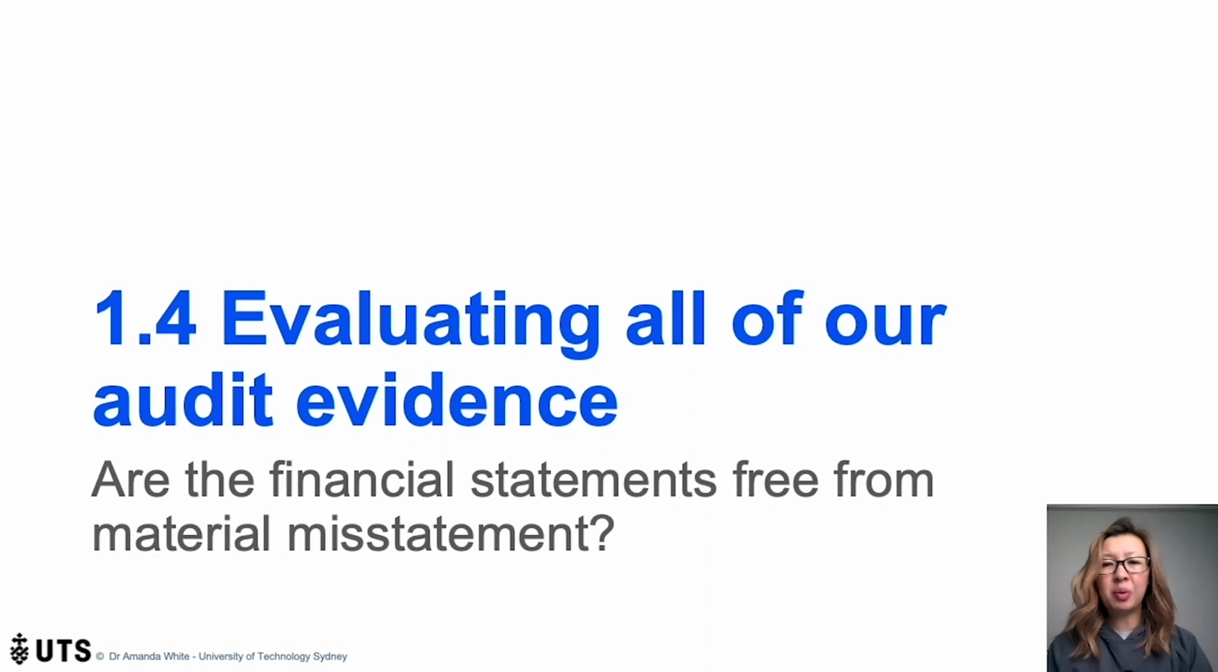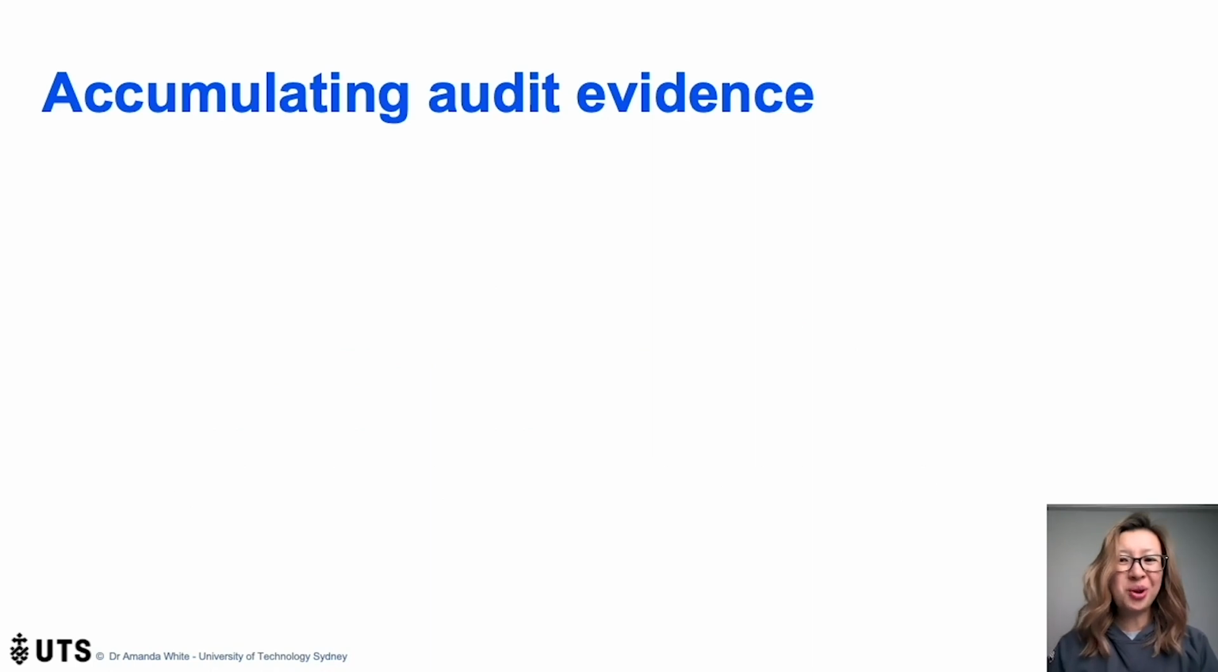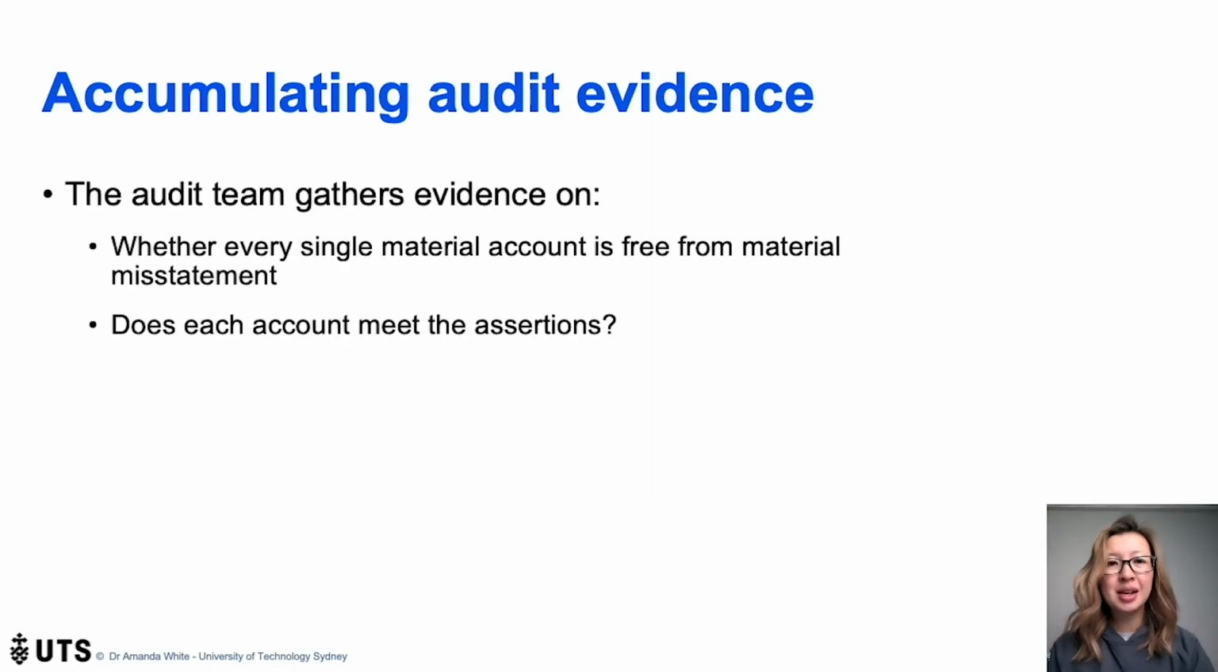So what about evaluating all of our audit evidence? How do I know if the financial statements are free from material misstatement? I need to gather all my evidence and figure out what it is telling me. So what sort of audit evidence will we have accumulated? We'll have lots and lots of documents, lots and lots of work papers in our electronic database, but we have to gather evidence on whether every single account that we think is important as material is free from material misstatement.